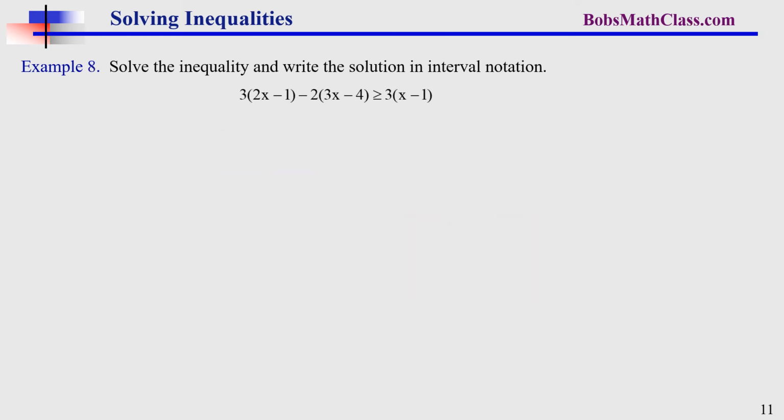Okay, another similar problem. You have to distribute. We're going to do the same thing. Again, it doesn't say to graph it. I'm going to graph it. So don't forget it's a -2 that we distribute. That's a -6x plus 8. Collect like terms. On the left side, the x's cancel. So we get 5 greater than or equal to 3x minus 3.